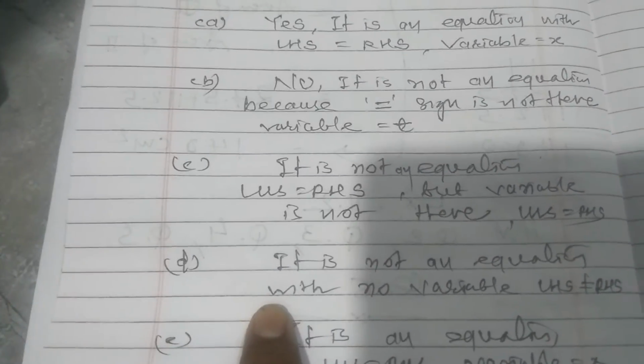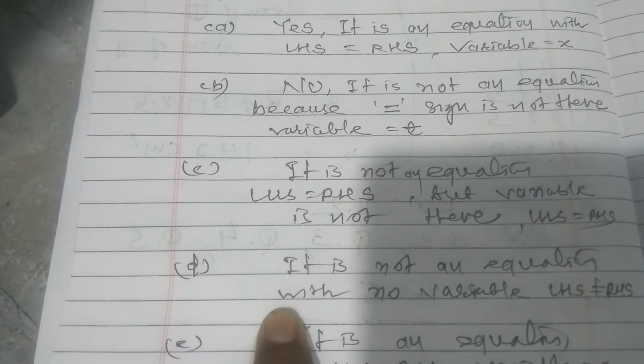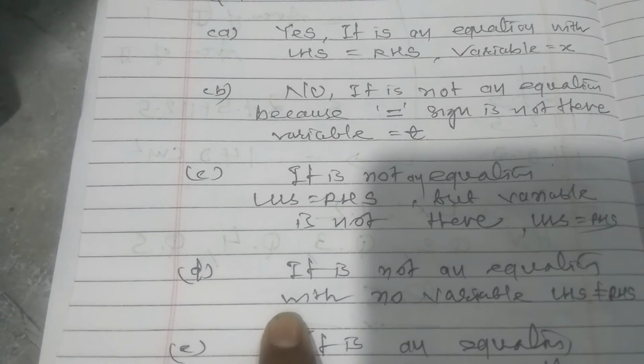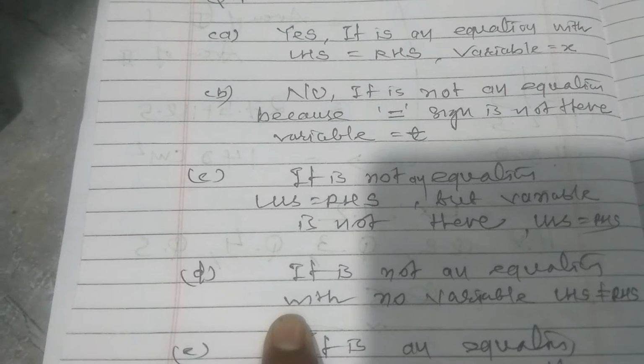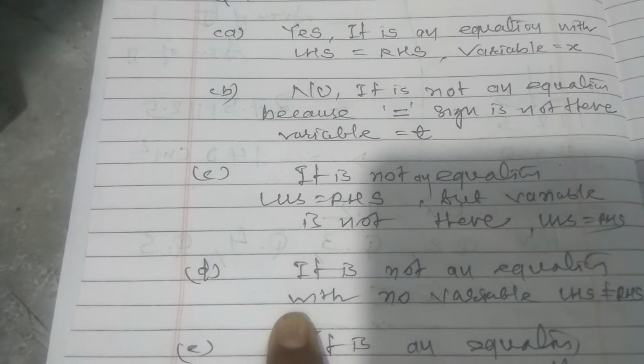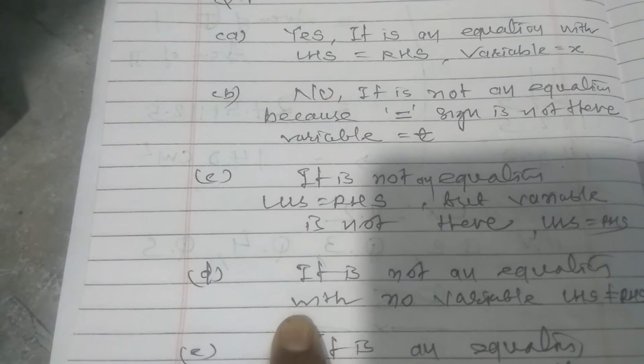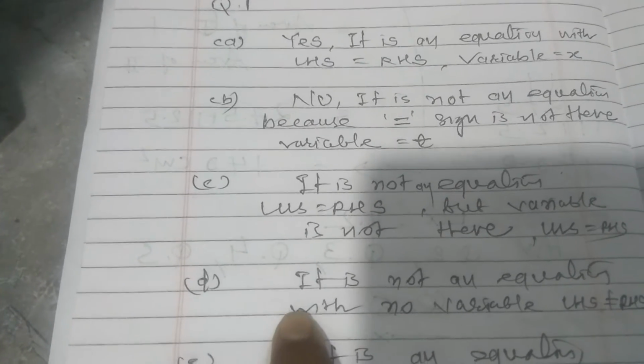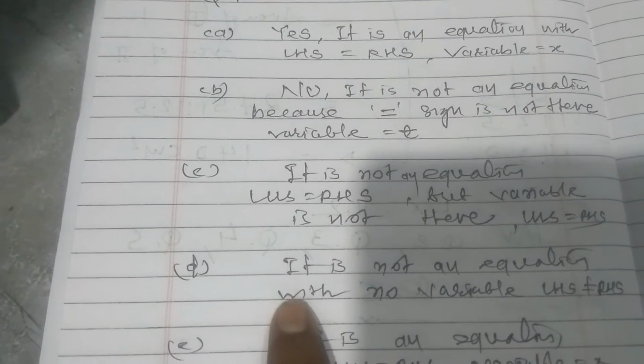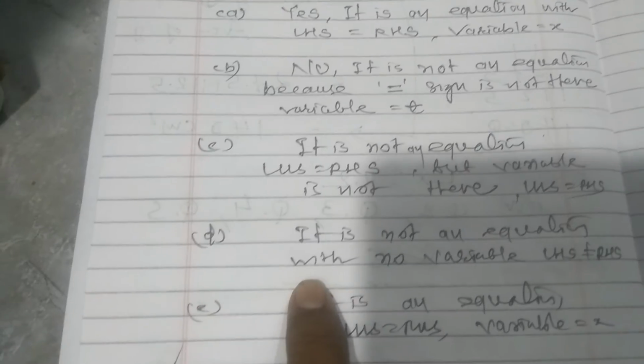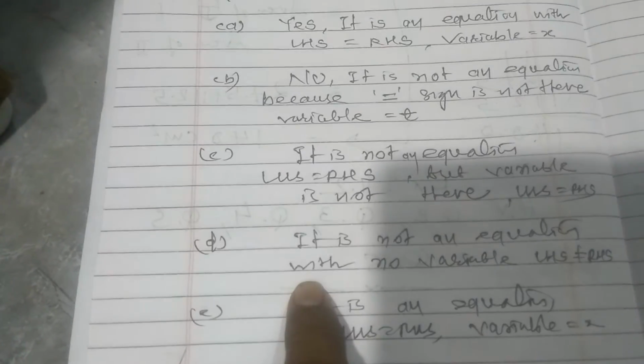D. 7 multiplied by 3 in bracket, then minus 19 equal to 8. 7 3s are 21 minus 19, that is 2. So 2 is not equal to 8. So D, it is also not an equation with no variables. LHS is not equal to RHS.